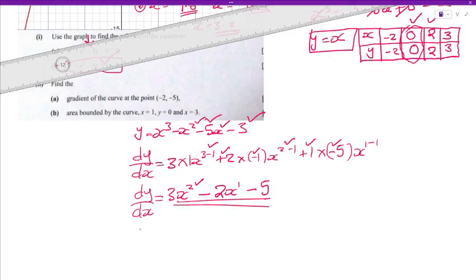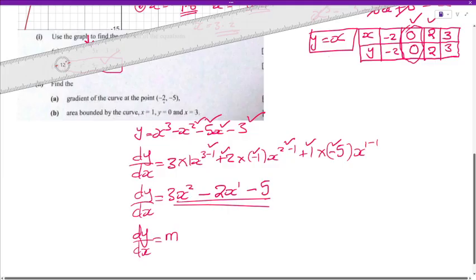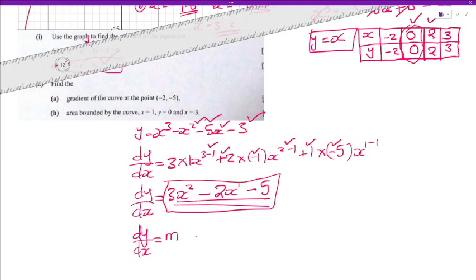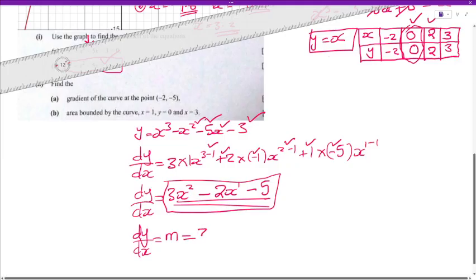So now, remember the time we were looking at calculus, we said dy over dx is equal to the gradient function. So now for us to find the gradient of the curve, we get this same differentiated function. Wherever there is x, we plug in the x coordinate they've given us in the question. Gradient of the curve at the point negative 2, 5. So we're going to get this differentiated function, and then where there is x, we're going to put what? The negative 2, the x coordinate here.